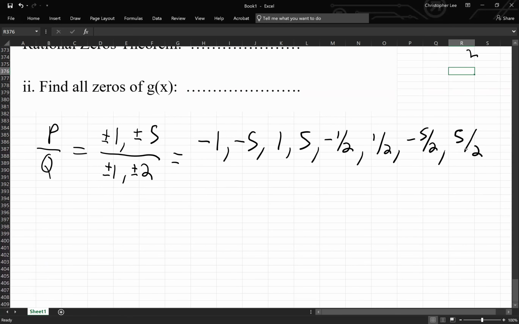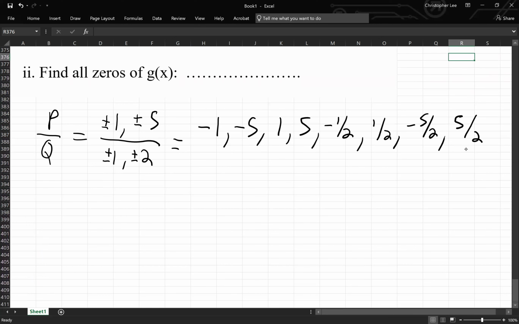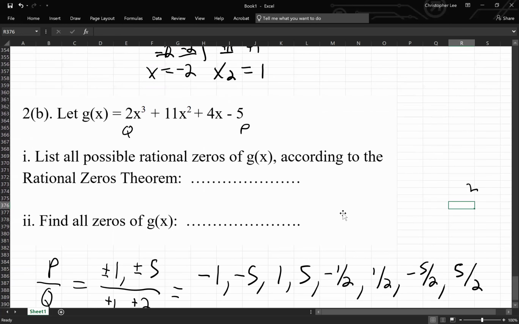But now we want to find the actual zeros of the question, right? So I want to know what are the actual factors for this? A couple of things that we can do. We could plug in each one. We could use synthetic division or long division to find out. What I recommend doing is using your calculator, if possible, and looking at the table of values or the graph, whichever is easiest for you.